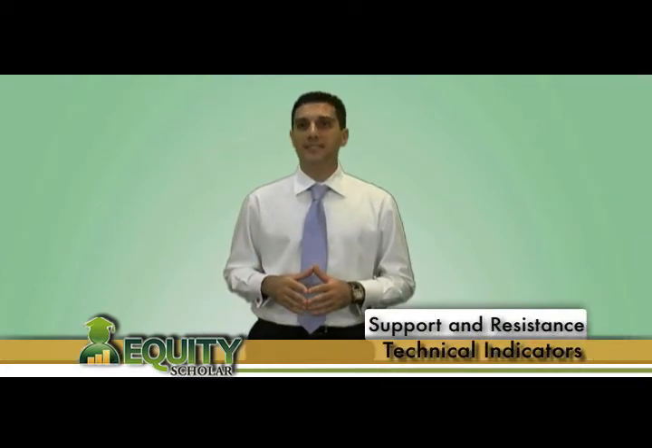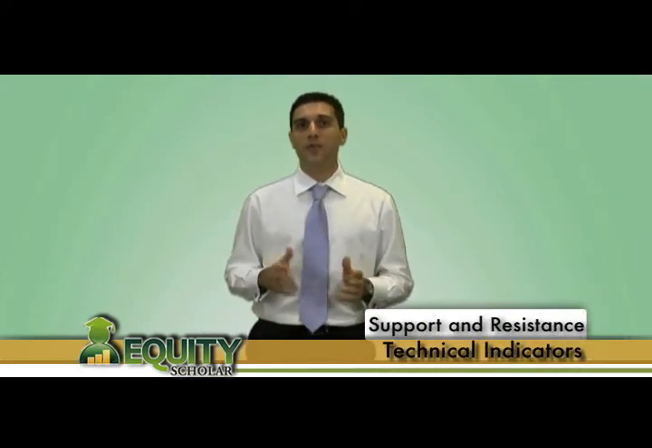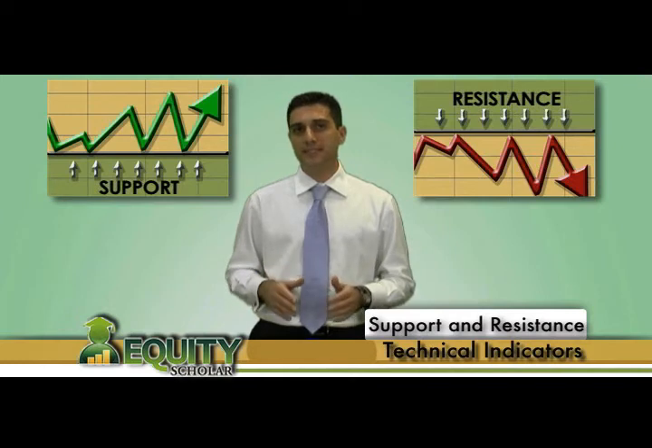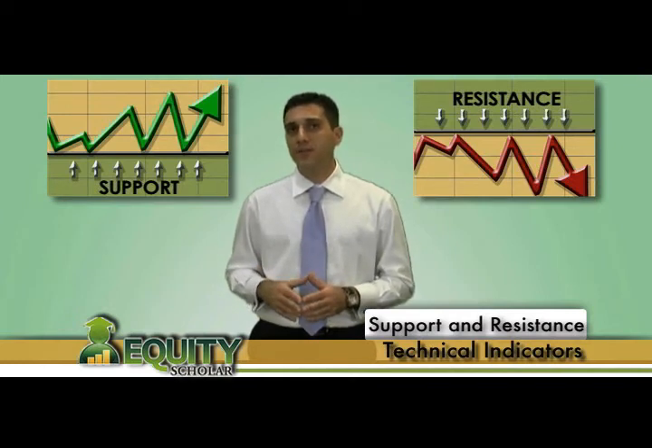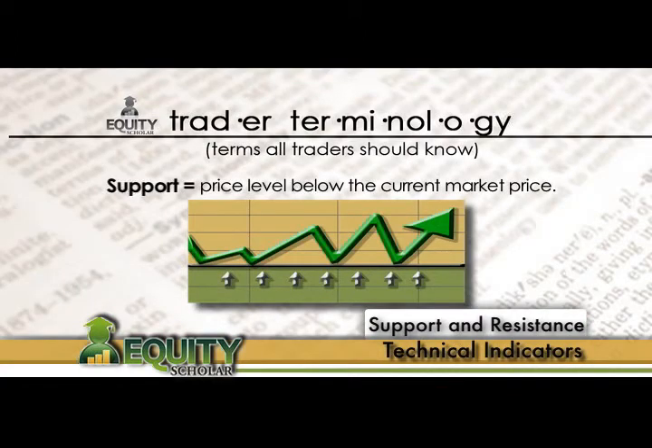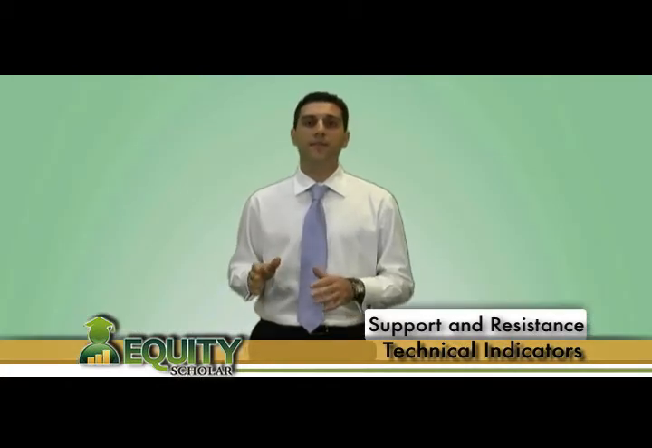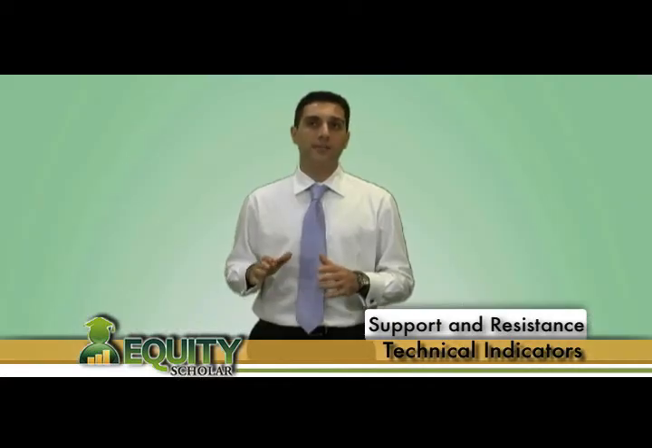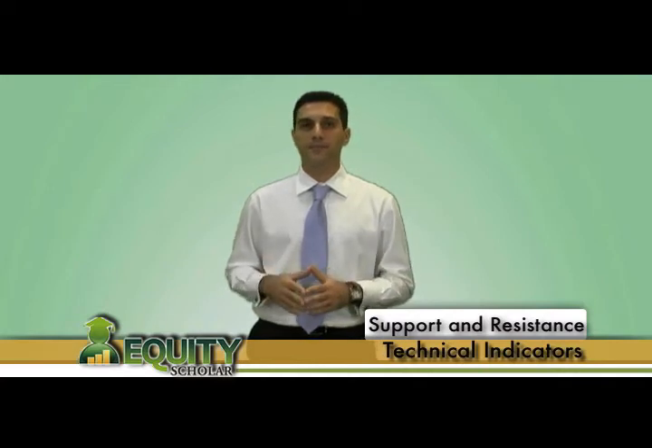Next, we have support and resistance levels. Support and resistance are price levels at which movement should stop and reverse direction. Think of support and resistance as levels that act as barriers to future price movements in the same direction. Support is a price level below the current market price, at which buying interest should be able to overcome selling pressure and thus keep the price from going any lower. While resistance is a price level above the current market price, at which selling pressure should be strong enough to overcome buying pressure and thus keep the price from going any higher.